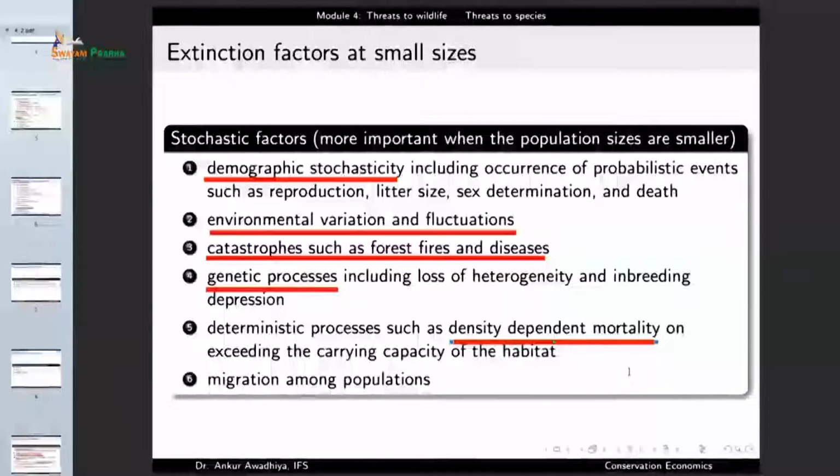When the population sizes are larger, then density dependent mortality is a mechanism by which the population size gets controlled. So when the population increases very much, a number of individuals die off and the population comes back to the level of carrying capacity of the habitat. So that is okay when the population sizes are large. But when the population sizes are small, it becomes a very important factor that can push the population towards extinction. Then we also have the factor of migration among the populations.